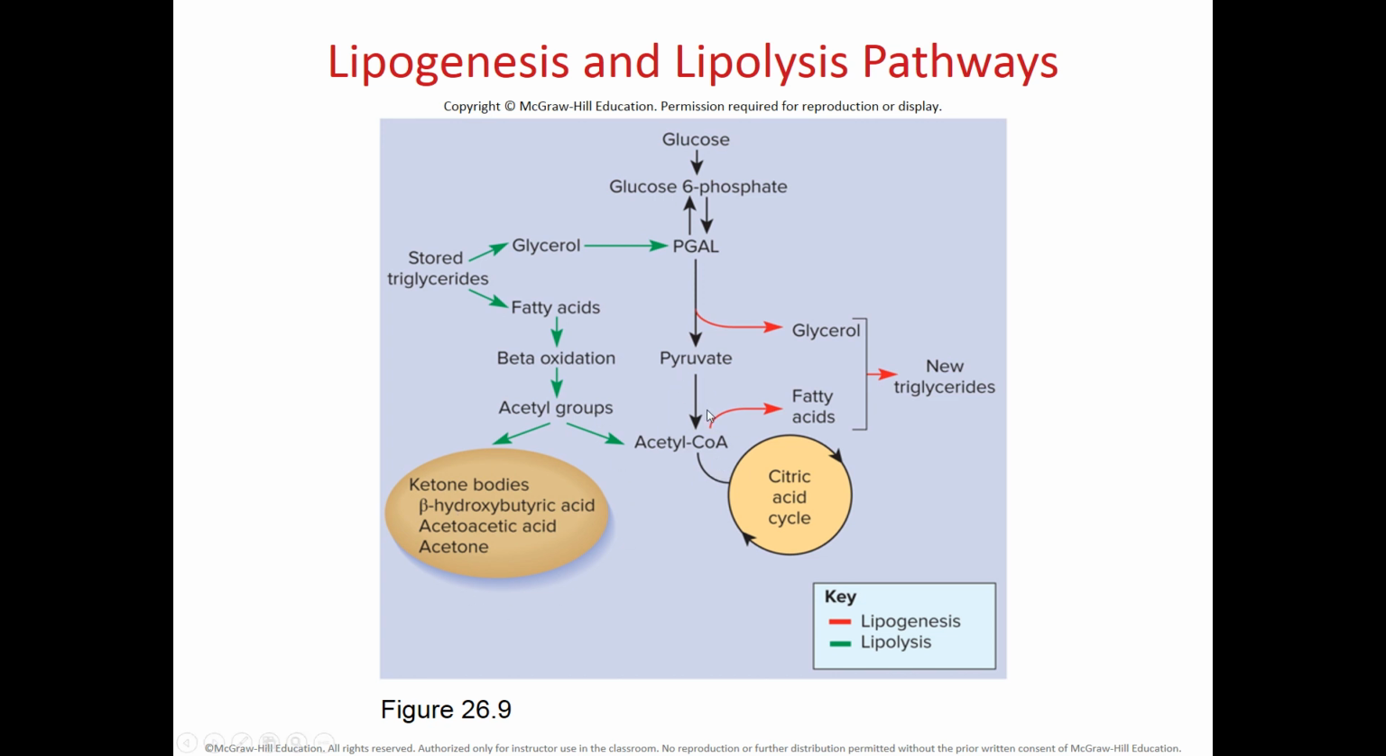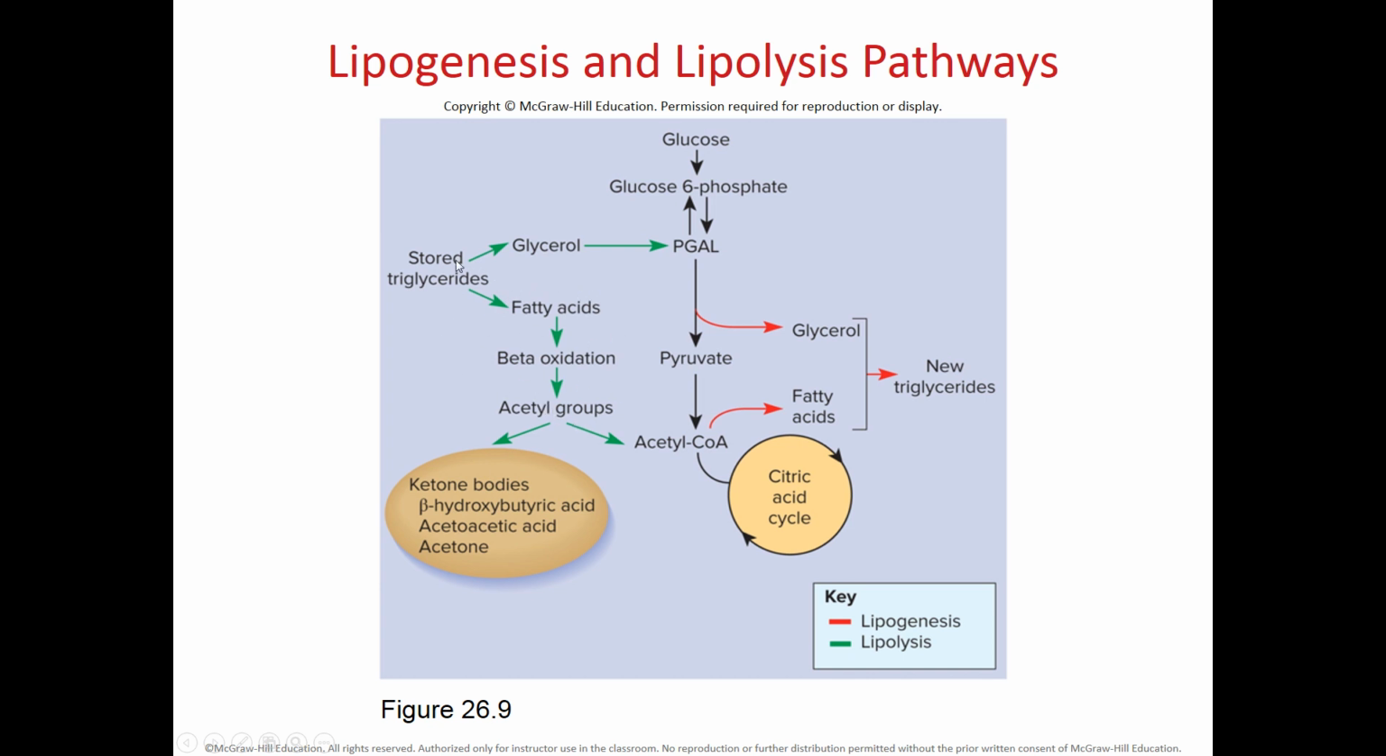So pyruvate can be converted into acetyl-CoA, enter into the Krebs cycle to generate ATP, or it can be used to make fatty acids. And this phosphoglyceraldehyde, if you remember, this is the glycolytic cycle in here. So this phosphoglyceraldehyde can be converted into glycerol. So now acetyl-CoA comes from the breaking down of lipids, as I told you before.